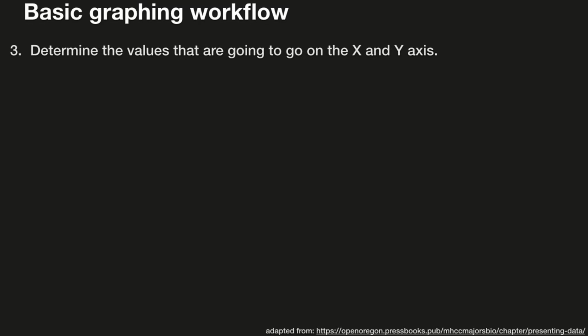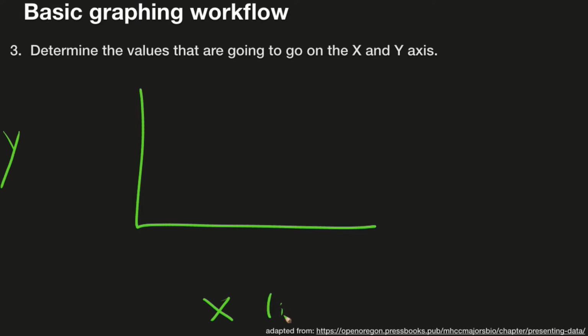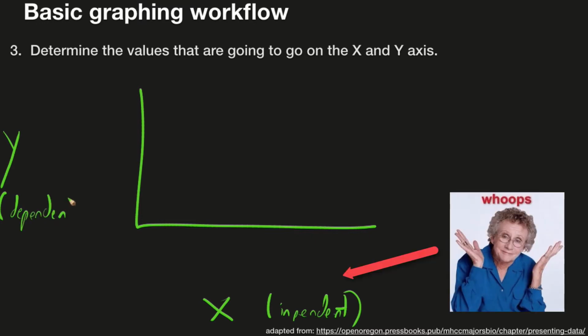Okay, so our next step is to determine the values that are going to go on the x and y axis. So for those of you that need a refresher, our x-axis is going to be the horizontal axis or the bottom of your graph, and the y-axis is going to be on the side or the vertical axis of your graph. Typically, by convention, we put the independent variables on the x-axis. And then on the y-axis is where we put the dependent. And this is why it was important for you to identify what was what.